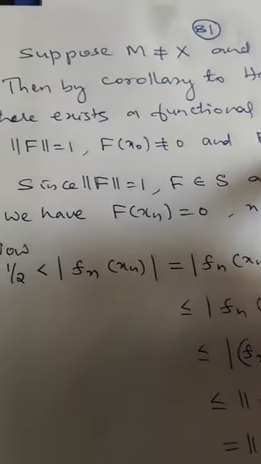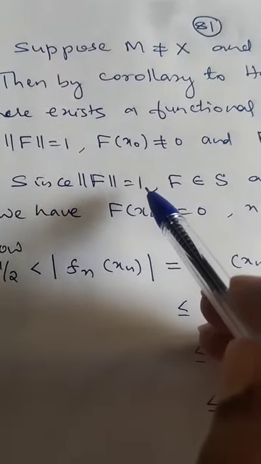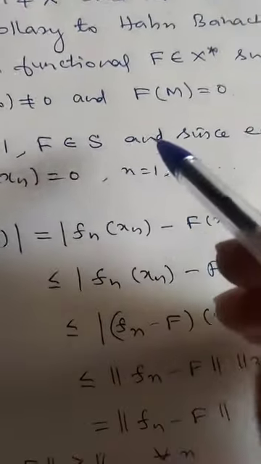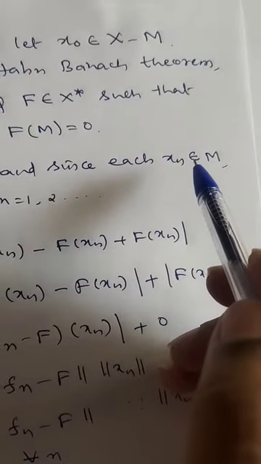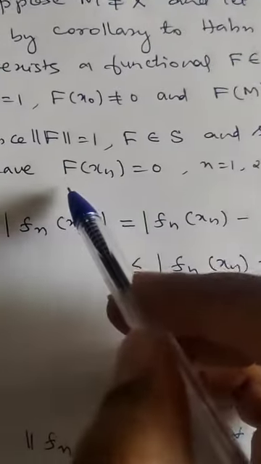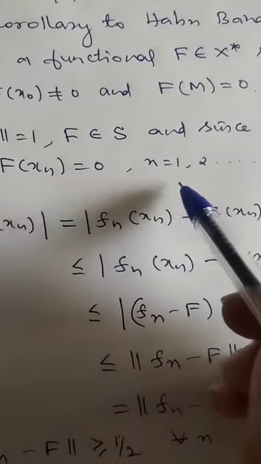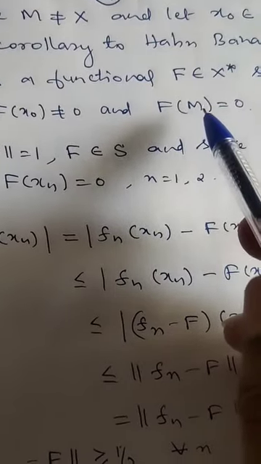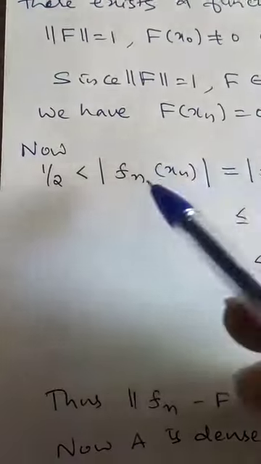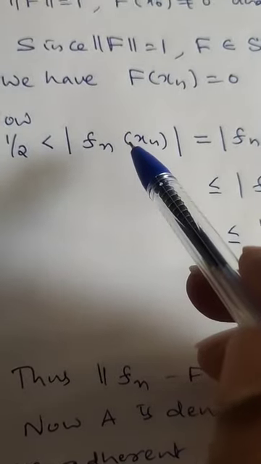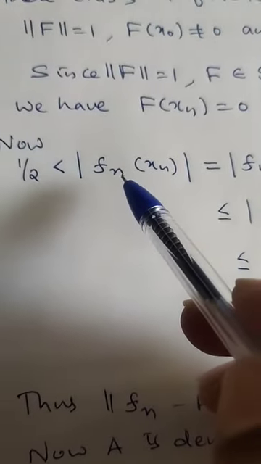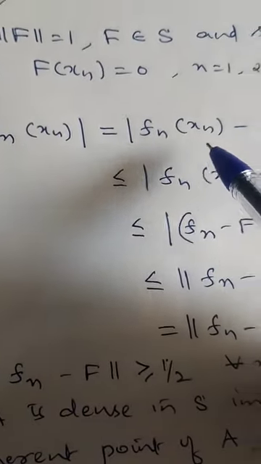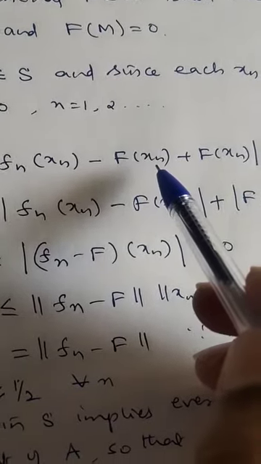This we have proved. Now since norm of f is equal to 1, this f belongs to S. And since each xn belongs to M, we have f of xn equal to 0 for every n equal to 1, 2, 3, because f of M is 0. Now 1 by 2 is less than mod of fn of xn, as we have shown in the beginning. This is equal to mod of fn of xn minus f of xn plus f of xn.